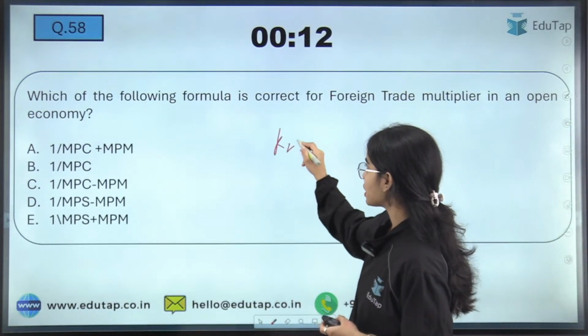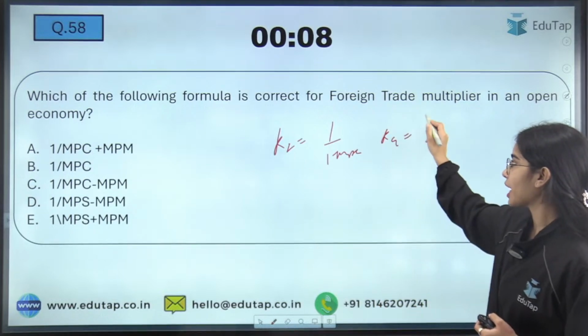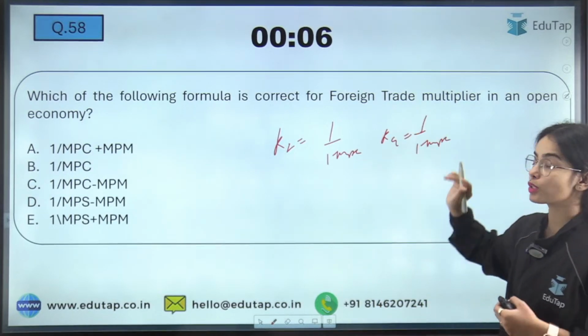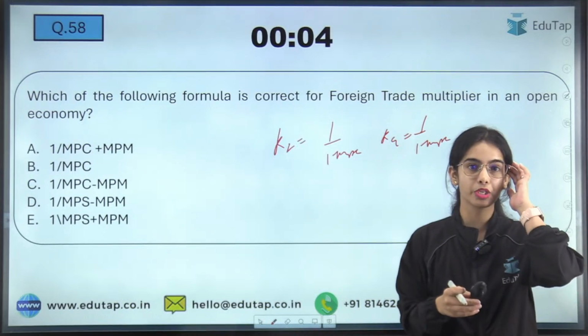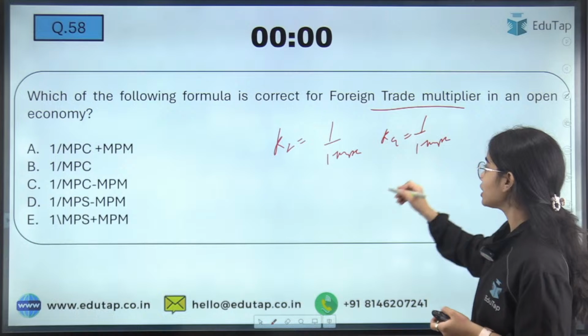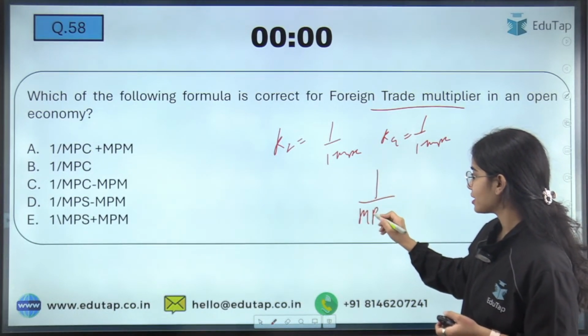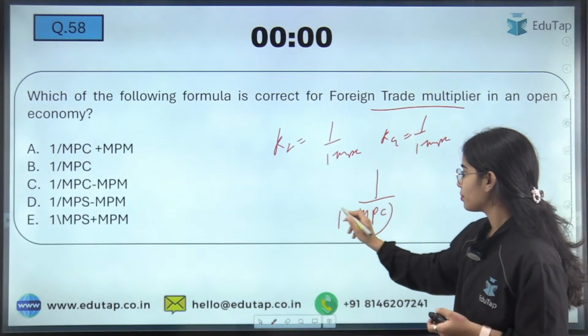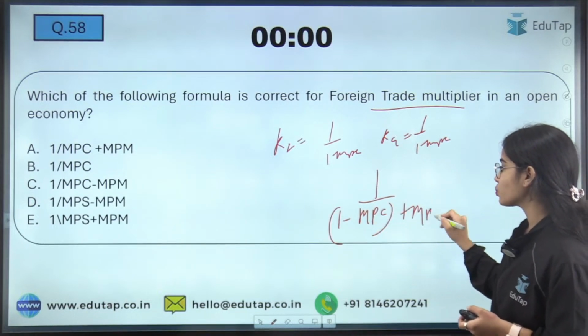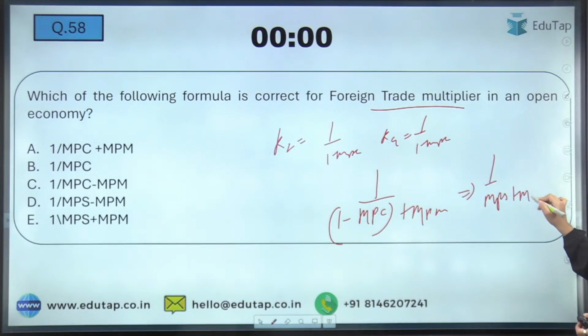For the investment multiplier, the formula is 1 upon 1 minus MPC. For the government expenditure multiplier, 1 upon 1 minus MPC. For the autonomous consumption multiplier, the formula is also the same. But for the foreign trade multiplier, the formula is 1 upon (1 minus MPC) plus MPM. That is, we can say the formula is 1 upon MPS plus MPM.